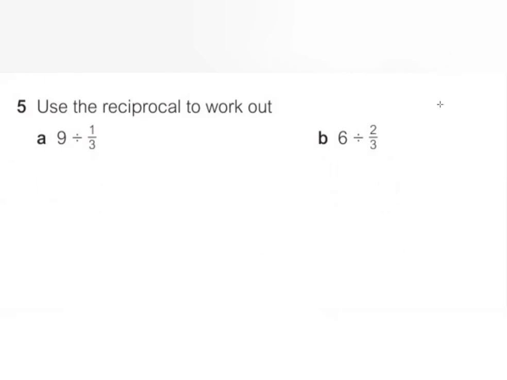Let's remove this and this. Now with A here, 9 divide 1 over 3. So we're going to keep the first one. This one is going to be kept. Let's change the color. We're going to keep the 9. So it's going to be a 9. Let's make it bigger so you can see it. And then we're going to change the sign. The division sign will be multiplying. So 9 times.